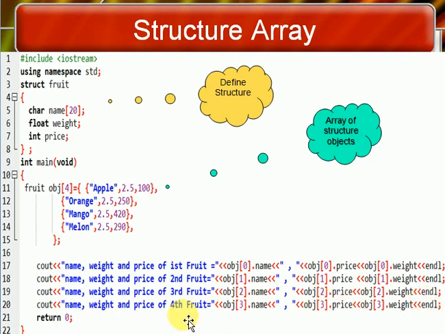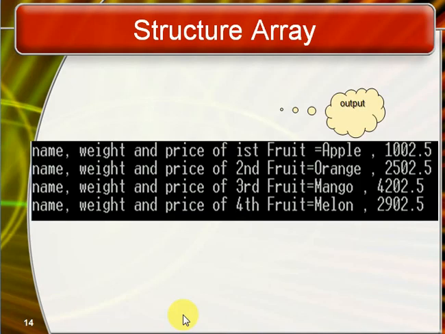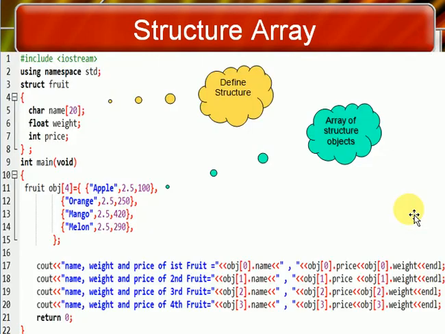Now let us look at the output. Name of the first one is apple, price is 100, weight is 2.5. Second is orange, price is 250, weight is 2.5. Actually a comma is missing in between price and weight. Third is mango, price is 420, comma, weight is 2.5. Fourth is melon, price is 290, weight is 2.5. You can verify the price and weight from here.